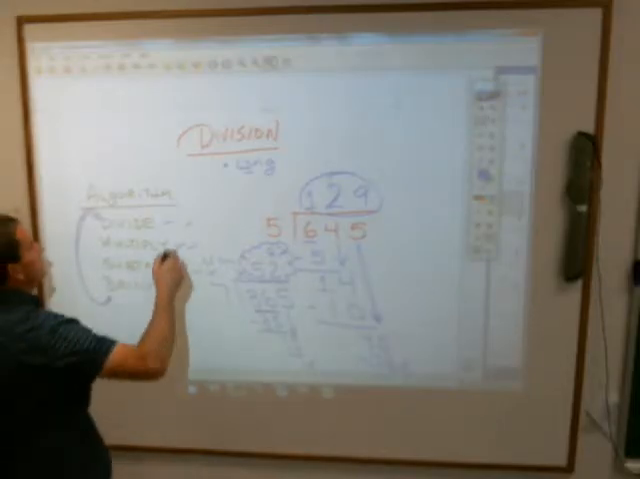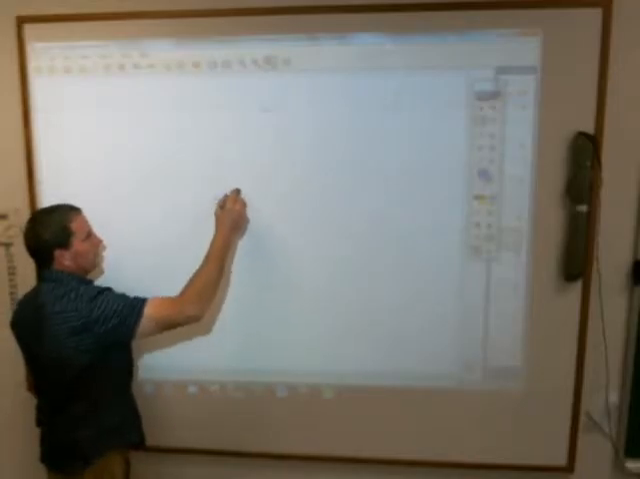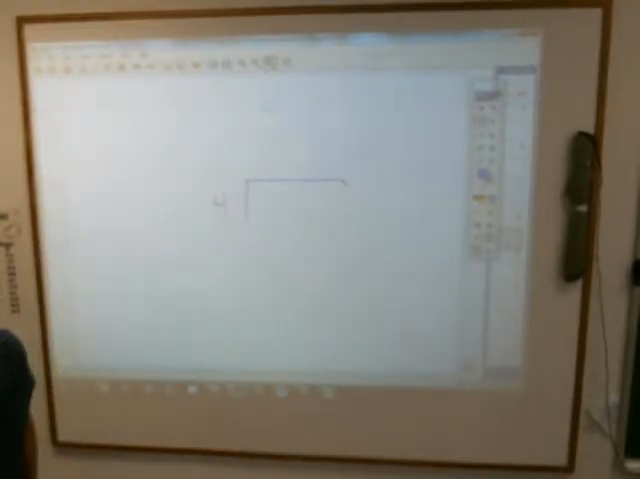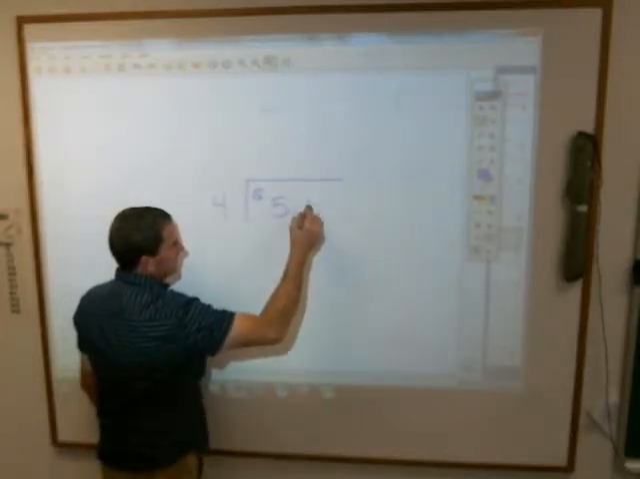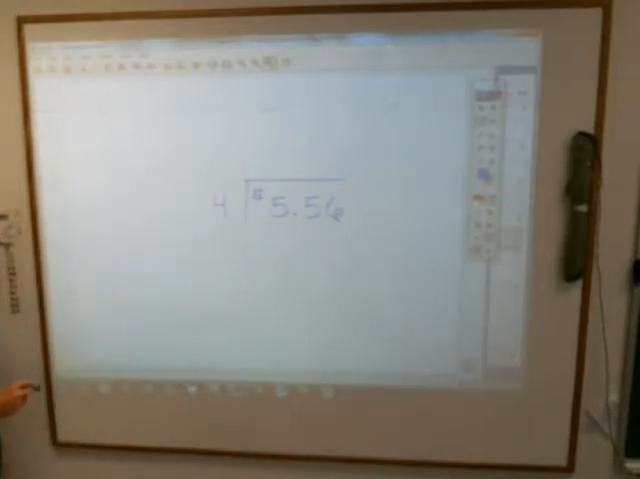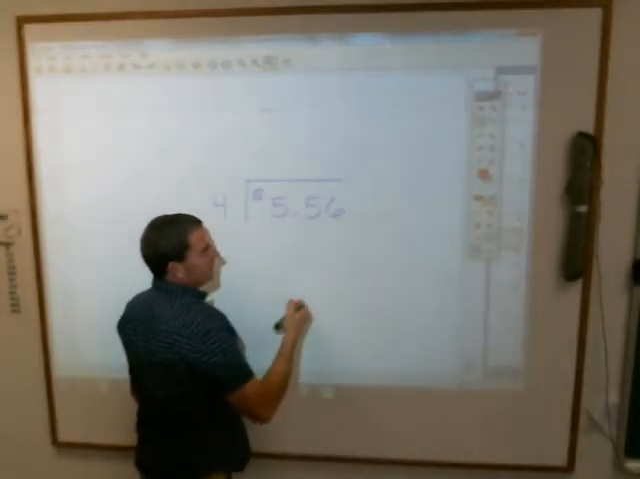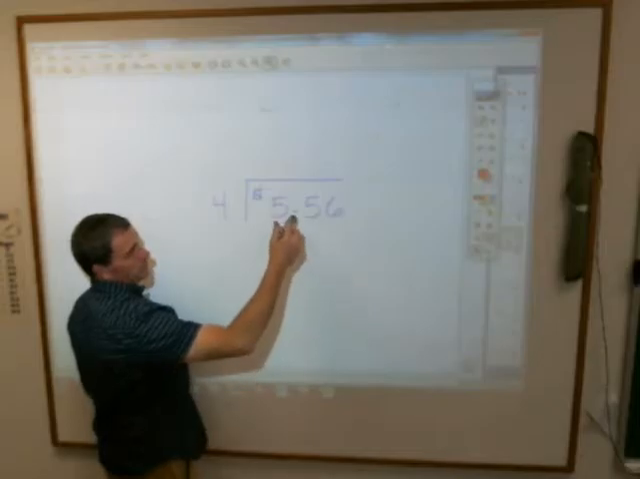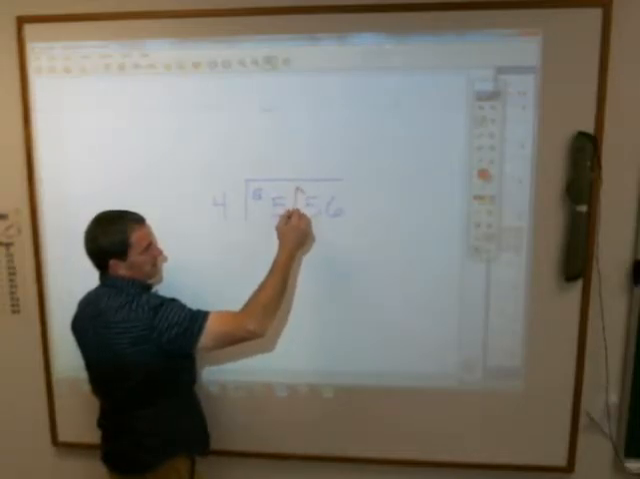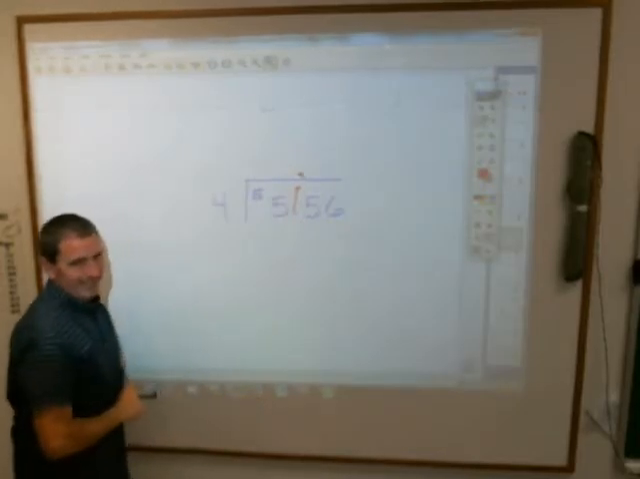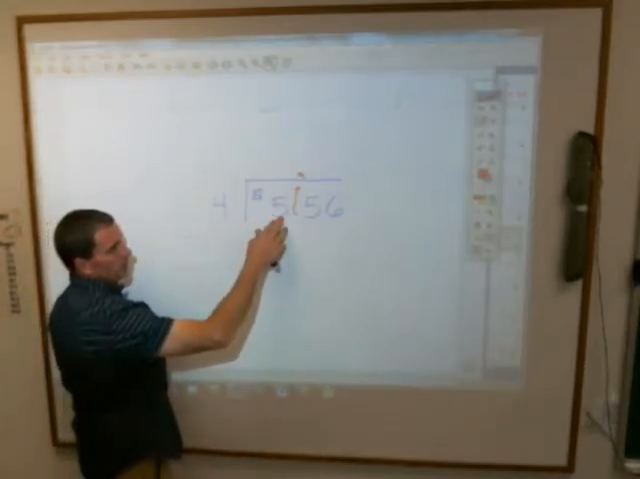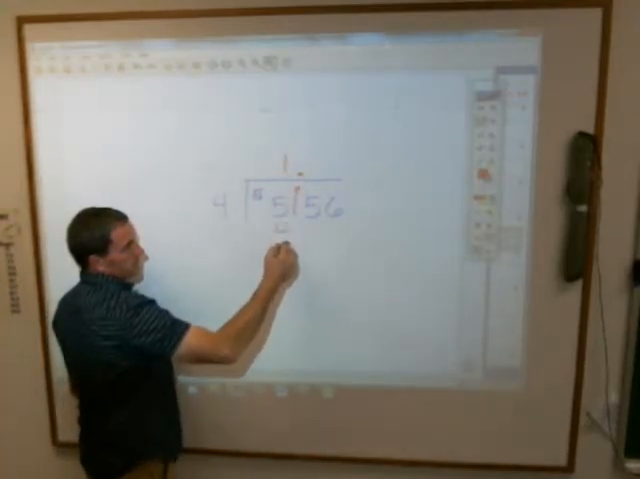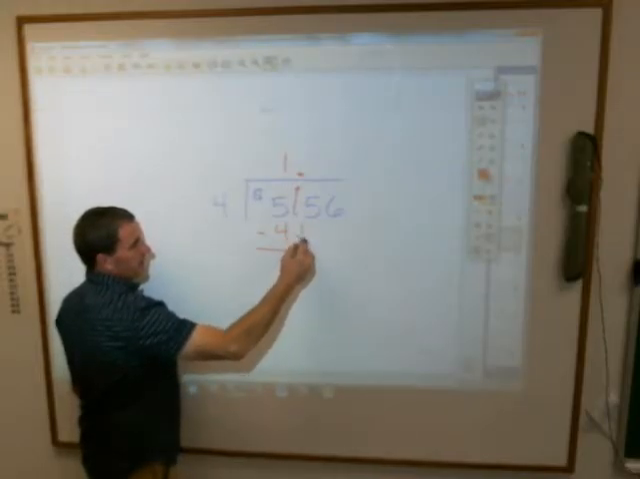And then we must do one that involves some money. What about 4 into $5.56? Anybody know what the first thing I should do if I'm dividing $5.56 by 4? Because your answer is going to be in money, you should go straight up where this decimal is and put a decimal there, because you need to make sure your answer is also in dollars and cents. Now you do your division. How many times will 4 go into 5? Once. I subtract. I bring down.